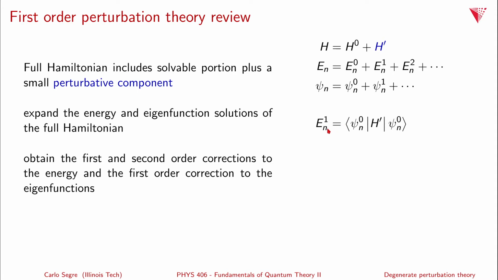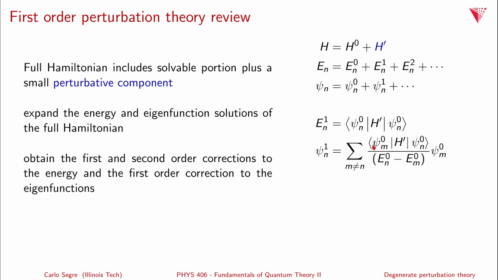The first order correction to the energy is simply the expectation value of the perturbing Hamiltonian with the original unperturbed states. The first order correction to the wave function is a sum over all the other wave functions besides the one that we're interested in, because that is already in the first term here. So this term has all contributions from all the other unperturbed wave functions except this one, the unperturbed nth state.